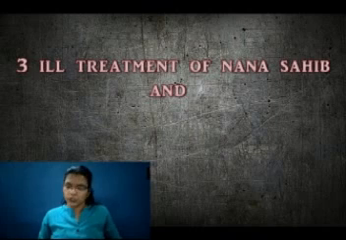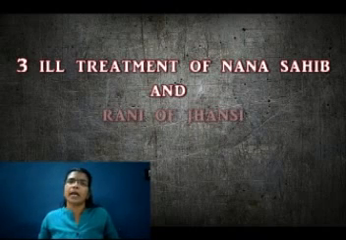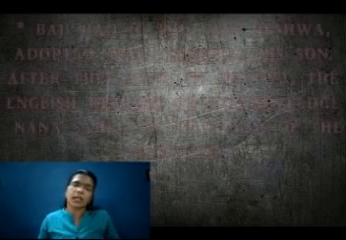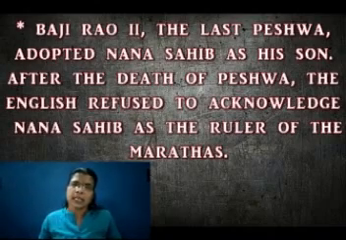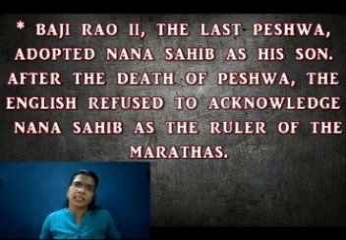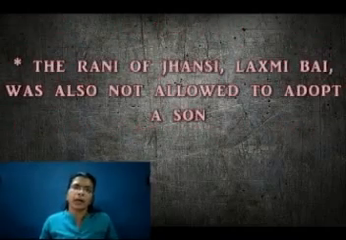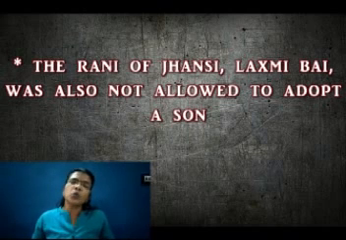The third point is the ill treatment shown to Nana Sahib and Rani Lakshmi Bai. Nana Sahib was the adopted son of Peshwa Baji Rao II, and after the death of Peshwa Baji Rao II, the British did not recognize Nana Sahib as the ruler of the Marathas. Likewise, in the case of Rani Lakshmi Bai, she was not allowed to adopt a son. So both of these rulers became sworn enemies of the British.